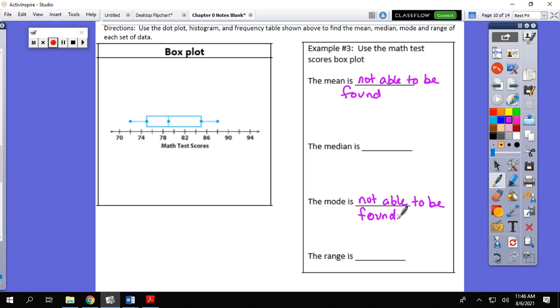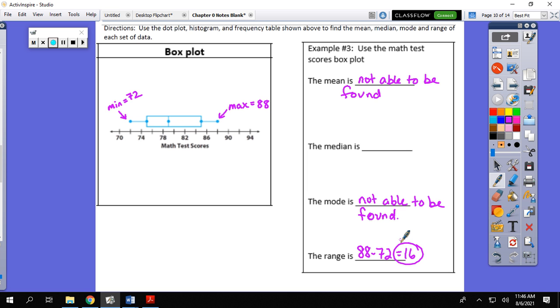Okay? The other 2, however, we can find, and that's because of what these dots are telling us. This is telling us that our minimum value, the left endpoint, is 72. And this dot is telling us that our maximum value is 88, which means our range is 88 minus 72, or 16.